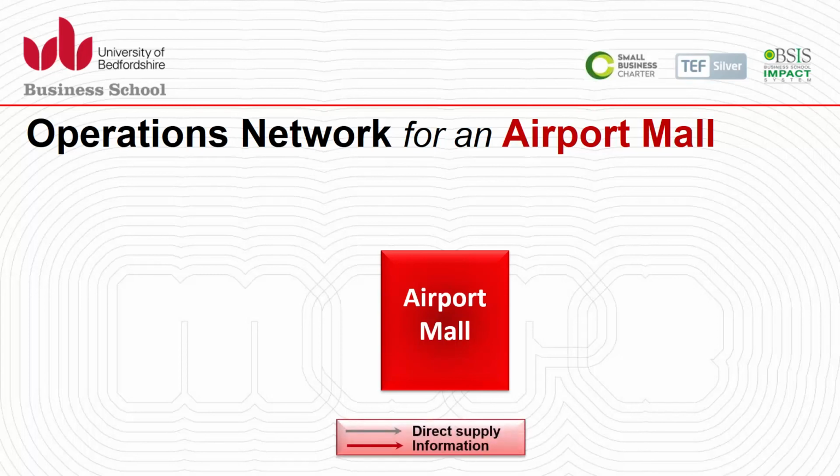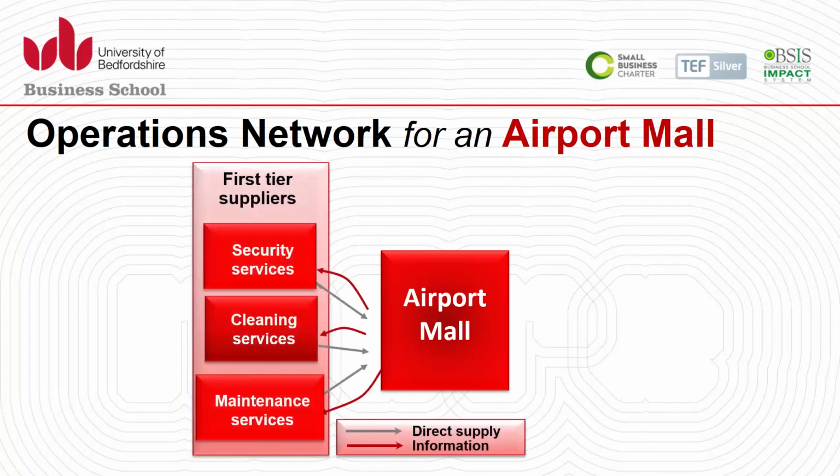We can see the direct suppliers and their information. So for the suppliers coming from the upstream, the first tier suppliers, we know the mall and the airport security people. It can be in-house or it can be outsourced, cleaning services and maintenance. Let's say we take the example that three main organizations are providing these services to the airport mall, and these are the tier 1 suppliers.